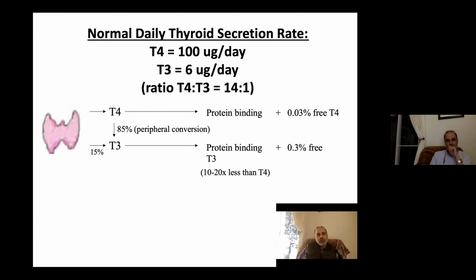Now, of the total amount of T3 that you need, only 15% of that T3 is produced directly by the thyroid. The rest of it is converted from T4 into T3 as and when needed. And 0.3% of T3 is available as free hormone. Now, you may not see a big difference between 0.03 and 0.3, but this is actually 10 to 20 times more T3 available as free hormone to bind to its site.